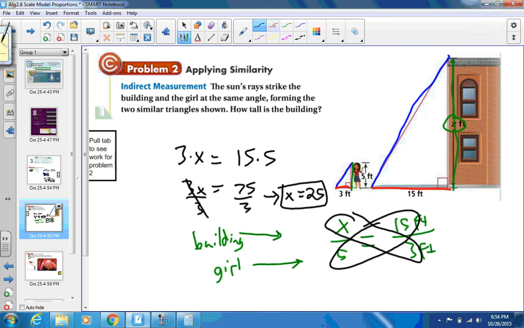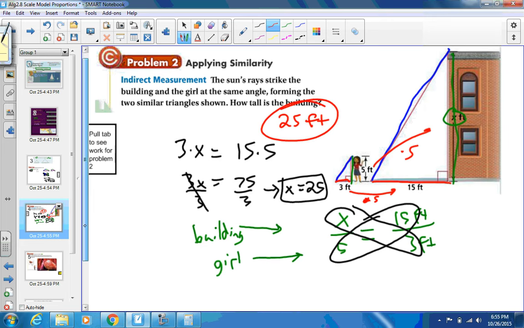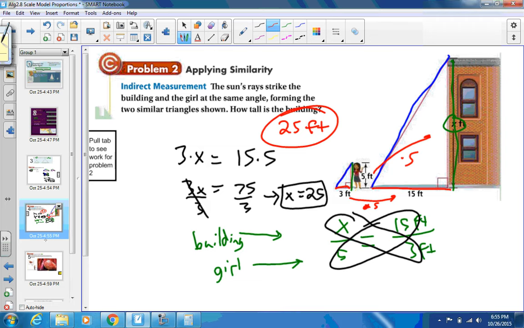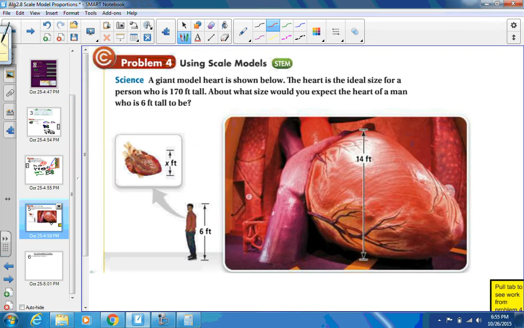And you can kind of picture that as, if you look at here, this is times 5 difference here. So you'd multiply by 5 here. So that would mean right there you'd multiply by 5 as well. 5 times 5 is 25. So how tall is the building? 25 feet would be your answer. All right. That's problem 2. We're going to do one more problem applying these proportions.